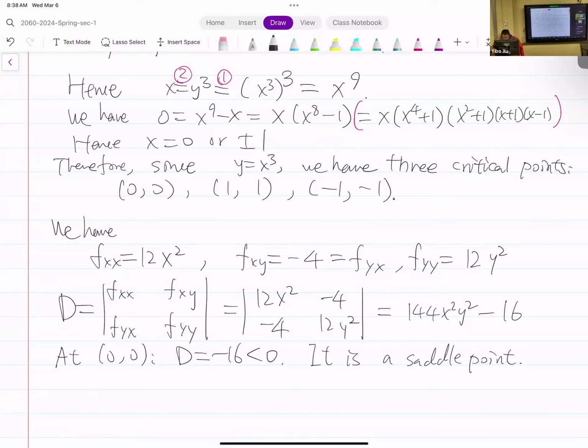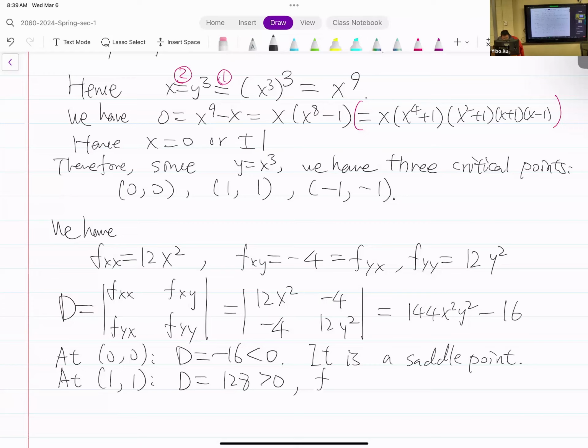So we calculated the determinant cap D to be negative, right? So that's a saddle point. And now let's look at 1, 1. So here we have x and y to be 1. So if you plug in, you have 144 minus 16, right? That's 128. That's positive. Okay, so that tells you we have to be in case 2 or case 3. So we still need to care about the value for f sub xx.